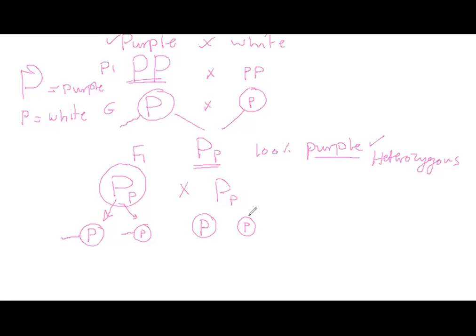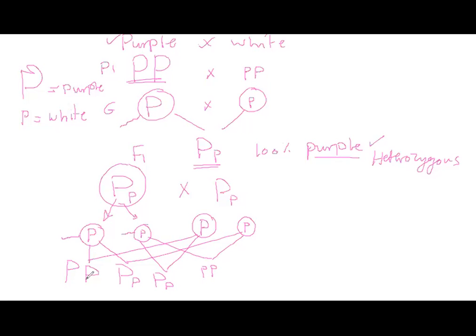So let's see how they are going to combine. This may combine with this, so they will make P capital P capital, or this may combine with this, randomly, so P capital P small, or that may combine with this, so P capital P small, or this may combine with this, so P small P small. That's all the possible combinations that could happen.